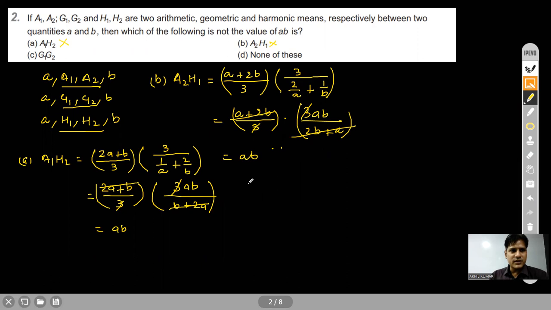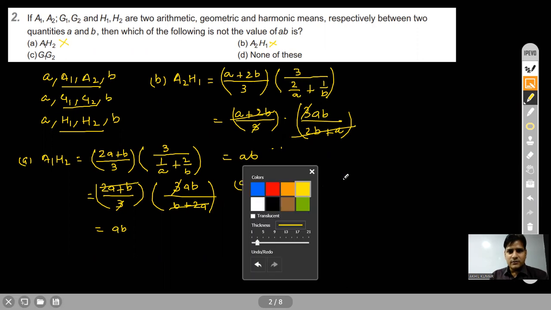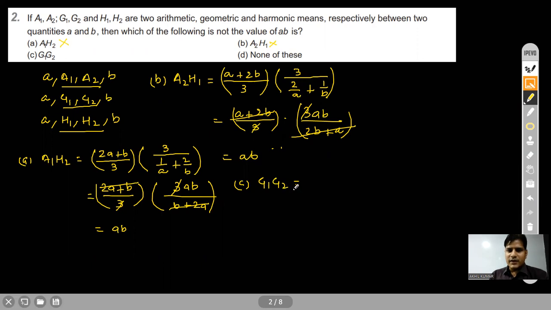Now let's check option C. G1 into G2. Okay, so it is simple only. It will be AB, like product of geometric means is equal to geometric mean of AB raised to the power n, right? G1, G2 will be nothing but geometric mean of AB raised to the power n.